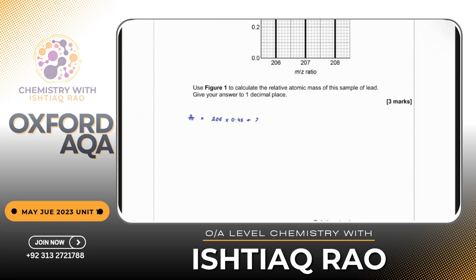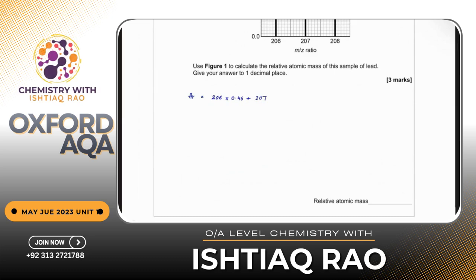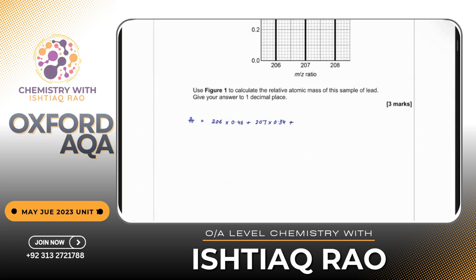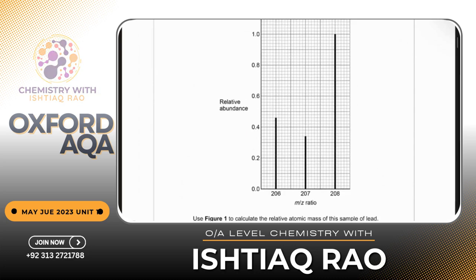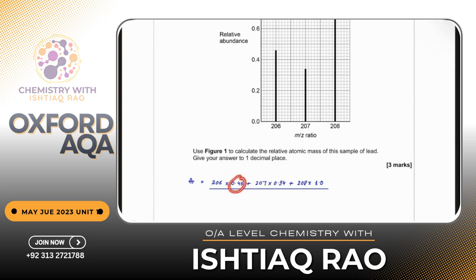Plus another is 207. What's the abundance for 207? Again, this is 0.3, 0.32, 0.34. Yes, it's 0.34. And the next one is 208, and its abundance is exactly 1. Divided by the total abundance, as in you add all of them up: 0.46 plus 0.34 plus 1.0. Because the formula says divided by the total abundance. So the total abundance is 1.8, isn't it? Yes.